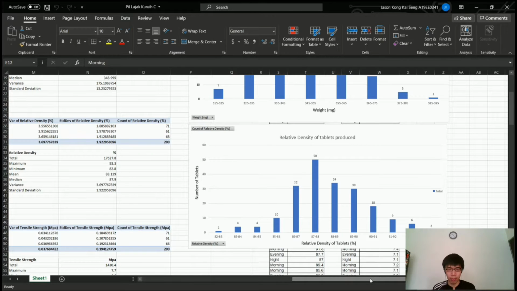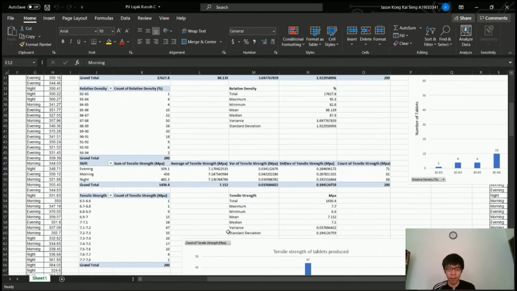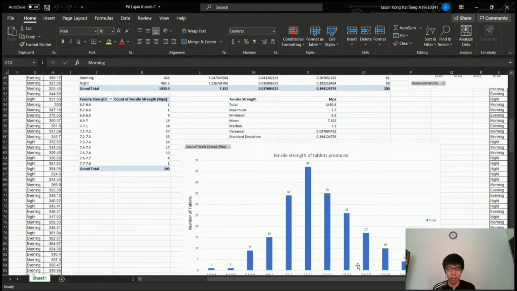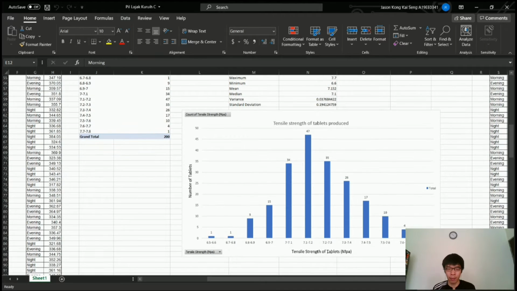Then we repeat again for the tensile strength, the numerical form, tabular form for the tensile strength. We use the range to determine the frequency distribution, and we plot the data in graphical form, and we found that the highest frequency for the tensile strength of the tablet produced is between 7.1 to 7.2 megapascal.